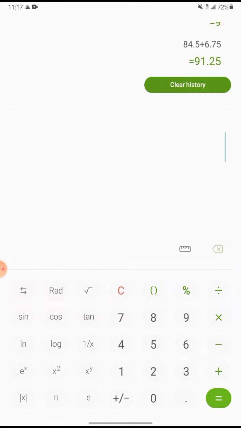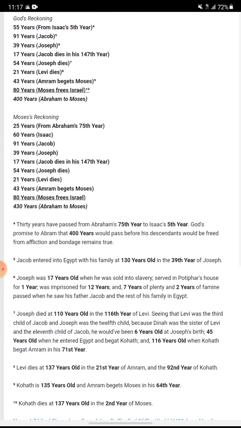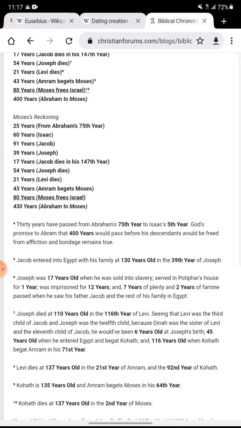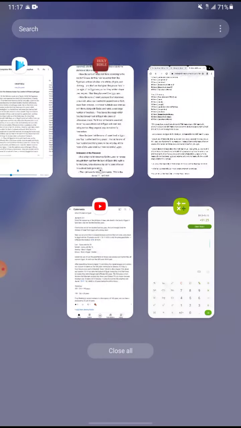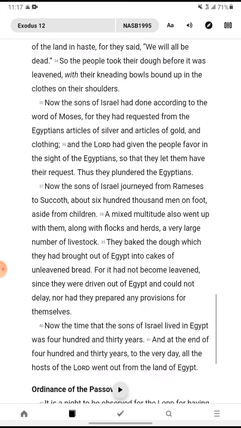Okay, and another way we can prove this is I put here on this note above in number 6. Joseph was 17 years old when he was sold into slavery, served in Potiphar's house for 1 year, and was in prison for 12 years. And 7 years of plenty and 2 years of famine passed when he saw his father Jacob and the rest of his family in Egypt. And in note 5 just above, Jacob entered into Egypt with his family at 130 years old in the 39th year of Joseph. And we find that clearly in Scripture.